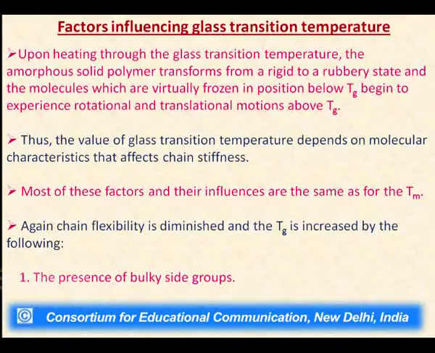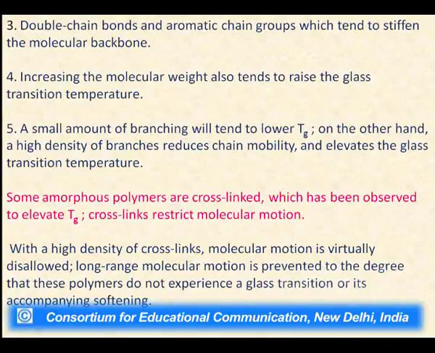Then comes the factors influencing the glass transition temperature. Again, the chain flexibility is diminished in the case of glass transition, and this Tg is increased by the same factors which affect the melting temperature, that is the presence of bulky side groups, polar side groups or groups of atoms, and double chain bonds. Increasing the molecular weight also tends to raise the glass transition temperature. In some amorphous polymers, cross linking has been observed to elevate the Tg, as cross links also restrict the molecular motion. So, there are many factors which increase the glass transition temperature and the melting temperature of a particular polymer.